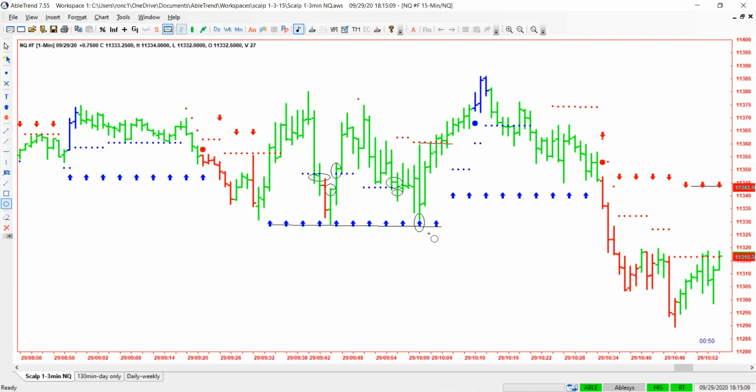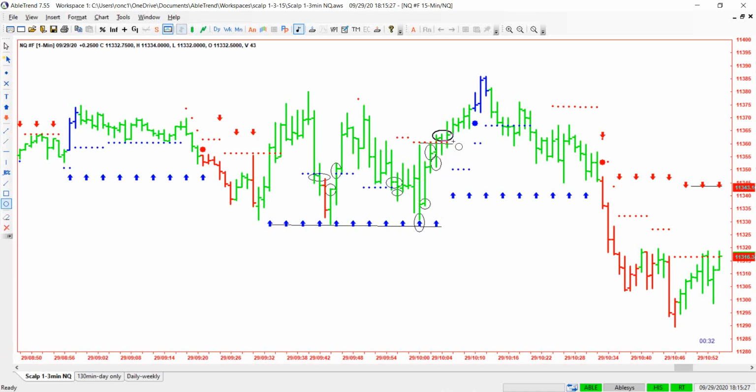Hits the blue arrow right here. This is a textbook case right here. Hits the blue arrow, closes above it right there. We're in at the open of the next bar. 10 seconds later, another $100. Wow, this is fun. Okay, hits the red dot there, closes below. It gets 5 points, another winner.